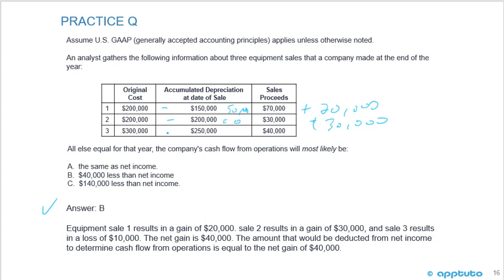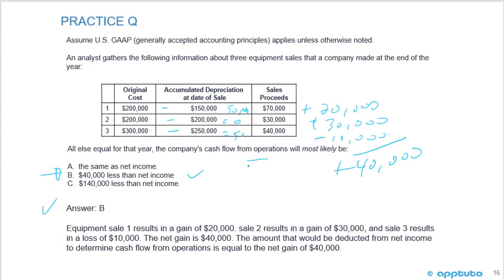And for equipment piece number 3, $300,000 minus $250,000, which is $50,000. We have a net book value, we received only $40,000, so we had a loss of $10,000. So we can see again, 20 plus 30 minus 10, 40,000. That's to the positive. So it would have been B, 40,000 less than net income, okay?